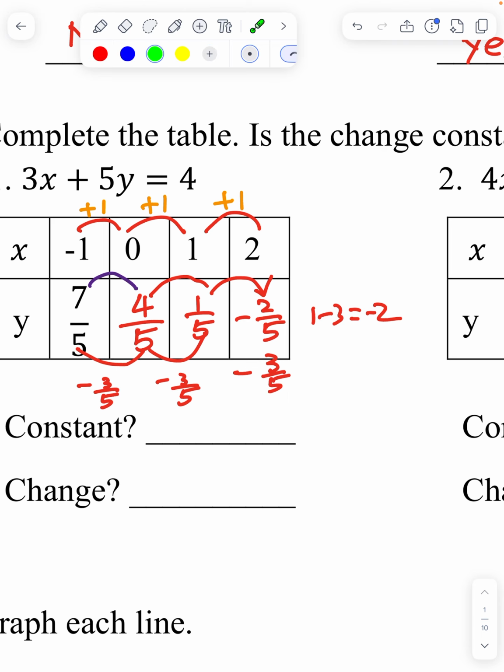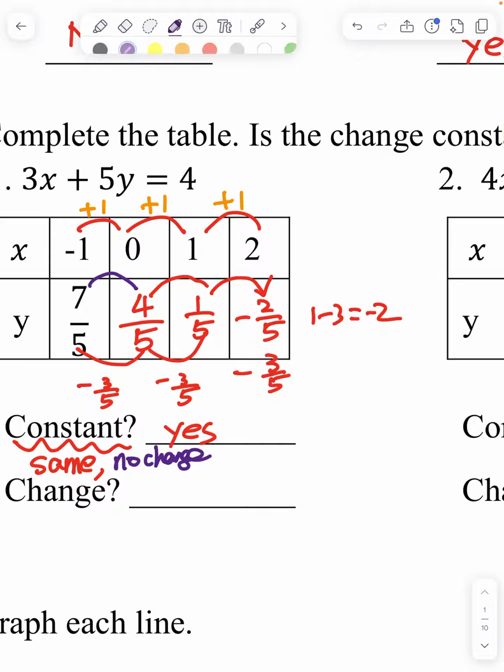Wow, look at all the numbers. The top changes 1, 1, 1. The bottom is subtract 3 over 5, subtract 3 over 5. They're all the same. So constant, yes. Constant means the same, not changing. No change. So what is the change? The change is subtract 3 over 5.